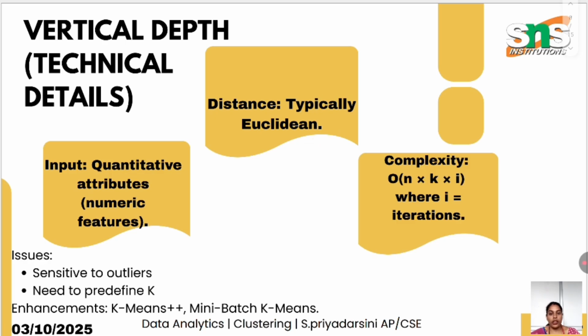Next, the complexity is order of n times k times I, where I is the number of iterations. But it is not perfect. It's sensitive to outliers and requires you to know k in advance. This k value, the number of centroids, should be known in advance. Enhancements like k-means++ and mini batch k-means help to address these issues. They are advanced versions of the k-means algorithm.